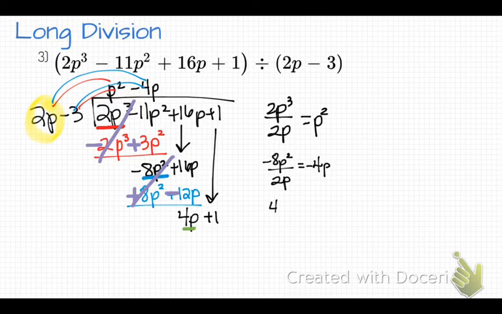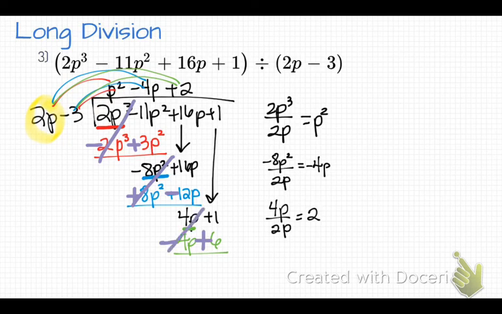So I have 4p divided by 2p, which is 2. I'm going to multiply through. Are you all doing it okay so far? Okay. So 2p times 2 is 4p. Negative 3 times 2 is negative 6. And when I subtract, what is 1 plus 6? Do I have 0? Did I get a remainder this time? Yes.